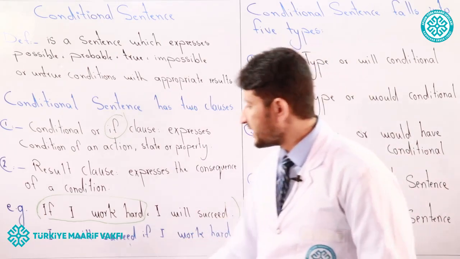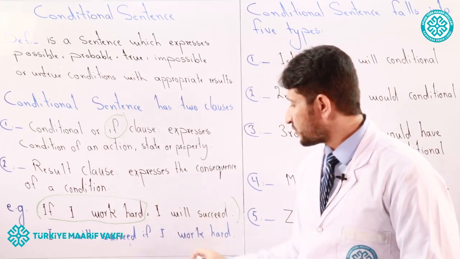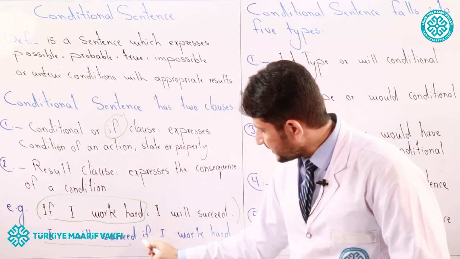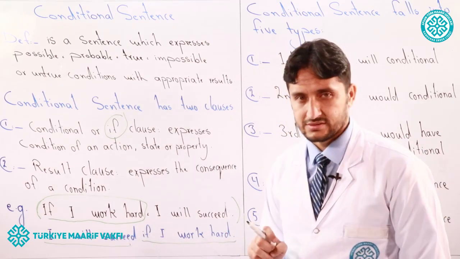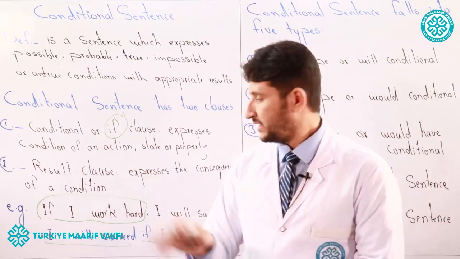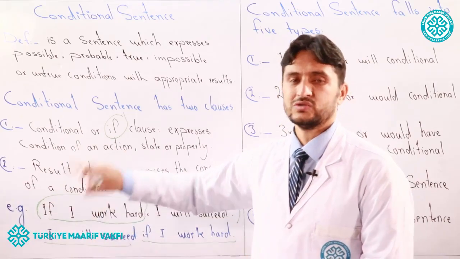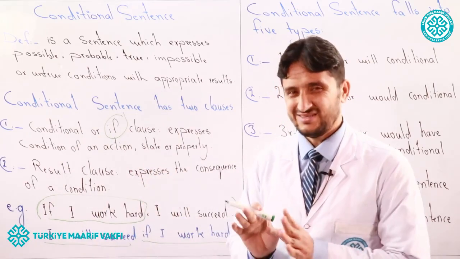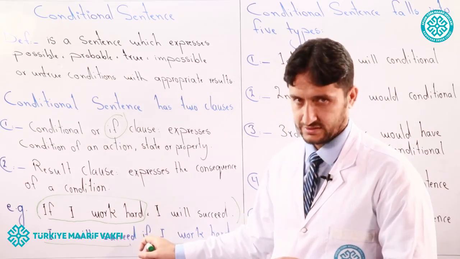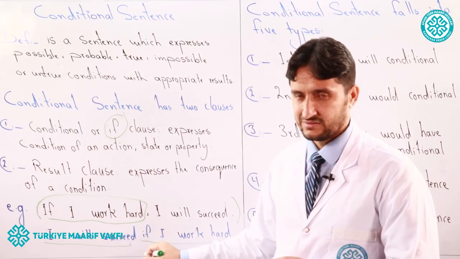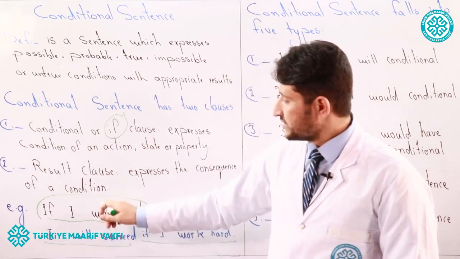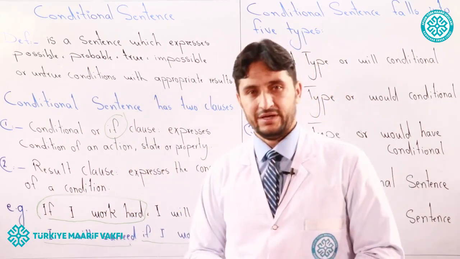You can also say, I will succeed if I work hard. Here this is your result clause and this is your conditional clause. It doesn't matter if the result clause comes first and the conditional clause goes last. There is no difference, just the difference is omitting the comma in the writing section. In speaking, verbally there is no need to say comma or no comma. So these are the two clauses which a conditional sentence is made up of.